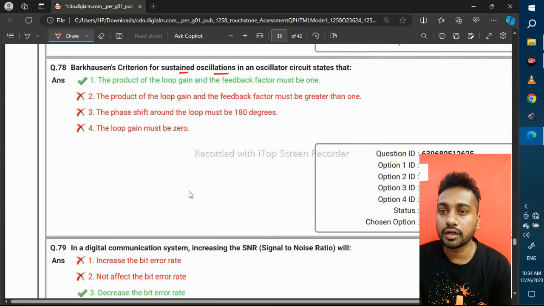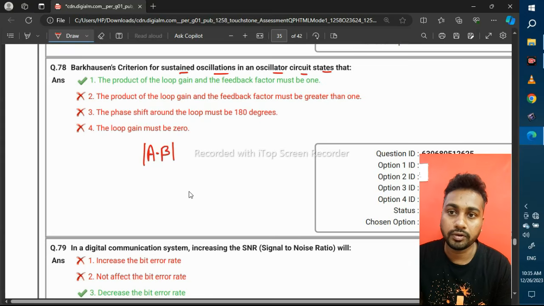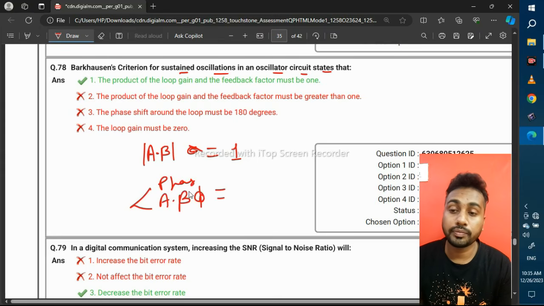Barkhausen criteria for sustained oscillation in the oscillator circuit. What is the Barkhausen criteria? The magnitude of A and B, means the product of gain and feedback, should be equal to 1, and the phase, means the angle of A and B, the product of gain and feedback, should be a 360-degree phase shift.